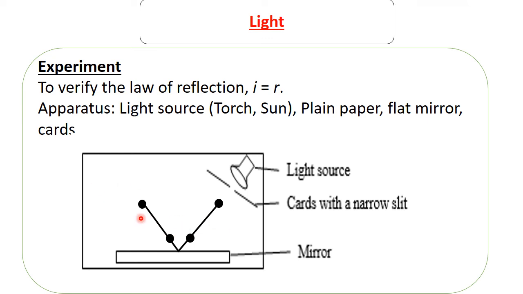A normal should be 90 degrees to where the mirror is. Actually, the mirror can be removed after. First you have to draw a line that represents where the mirror was, and then you remove it. So you draw a normal, which is a line at 90 degrees to the mirror. Once that is done, you are going to measure this angle and this angle, and you are going to discover that the angles of incidence and reflection are equal.